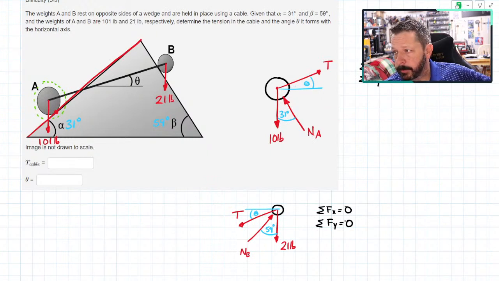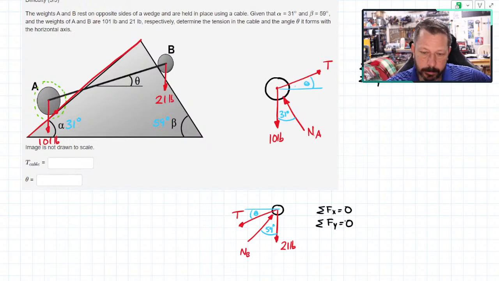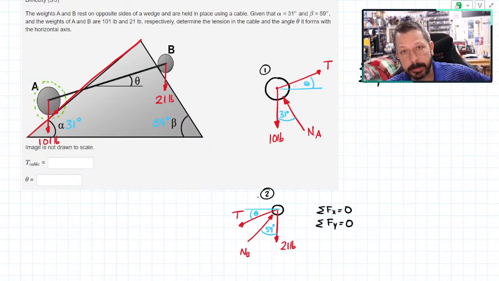Another thing I could do, and this is where you probably could take it from here, is with the two of these free body diagrams, I've got four equations with four unknowns. So I could solve that. I've got T and theta, that's in both of them, and I've got NA and NB. So that's four unknowns, and I've got a total of four equations: summation of X and Y for free body diagram 1, and X and Y for free body diagram 2. That'd be one way to approach it.